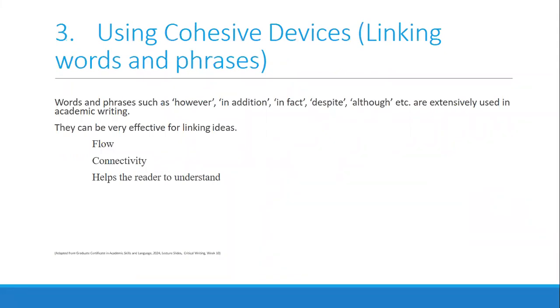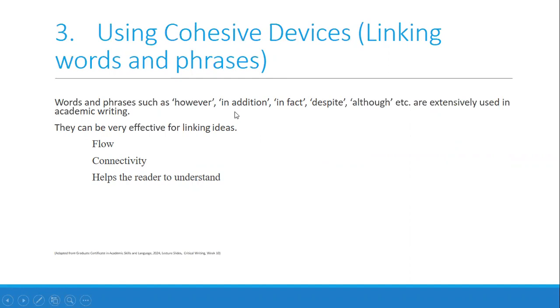Using cohesive devices or linking words and phrases. Words and phrases such as however, in addition, in fact, despite, although are extensively used in academic writing. They can be very effective for linking ideas, right? So when you use these words, they help you to connect one sentence with the other. It helps the connectivity, it helps the flow of your ideas, and of course, helps the reader understand what you are trying to say.